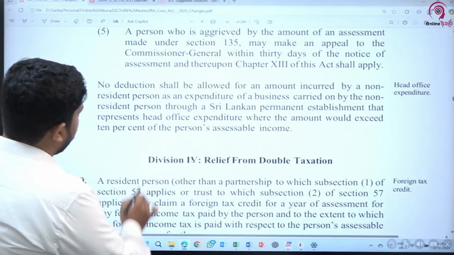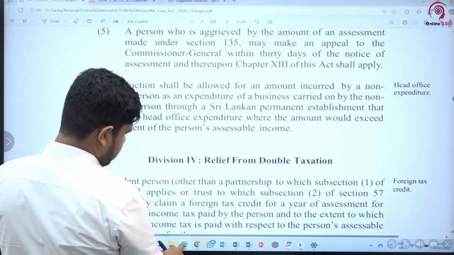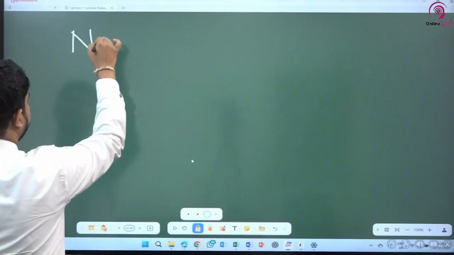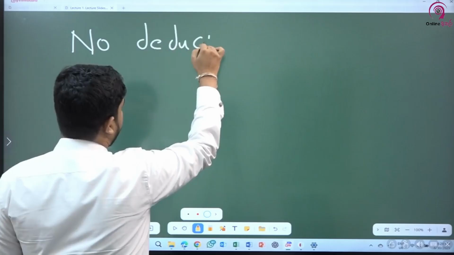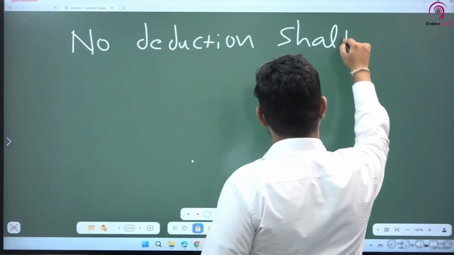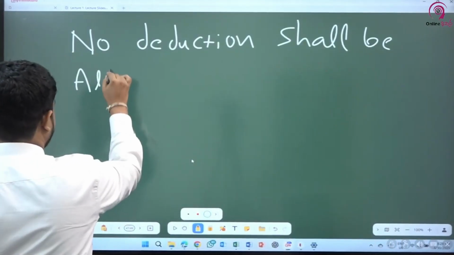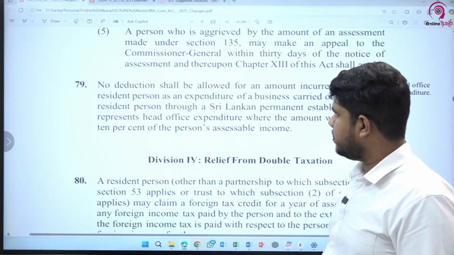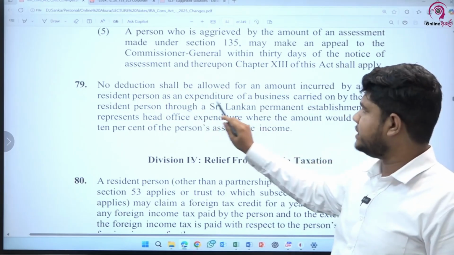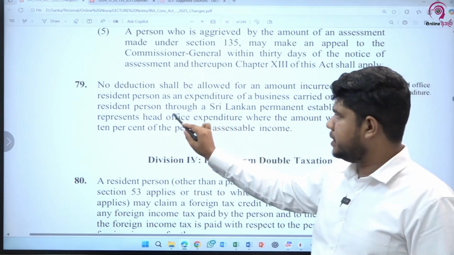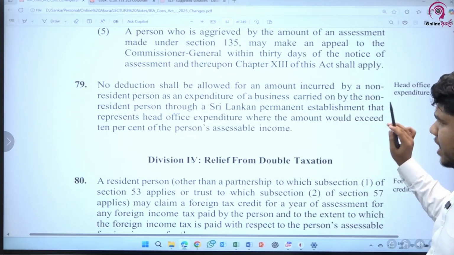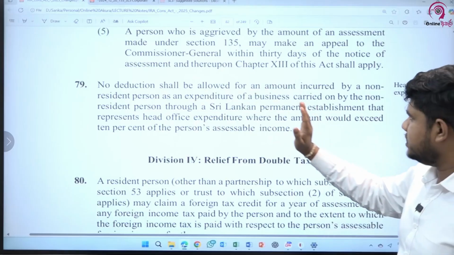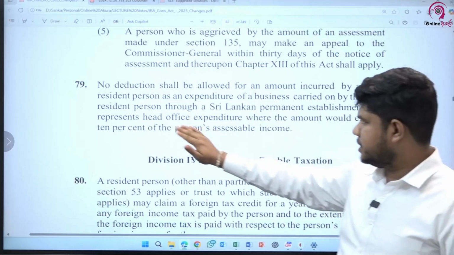Let's understand this section. No deduction shall be allowed. You understand it in your own way. For an amount incurred by a non-resident person as an expenditure of business carried on by that non-resident person through a Sri Lankan permanent establishment that represent head office expenditure. So from the entire paragraph it says, no deduction shall be allowed for an amount incurred that represents head office expenditure.